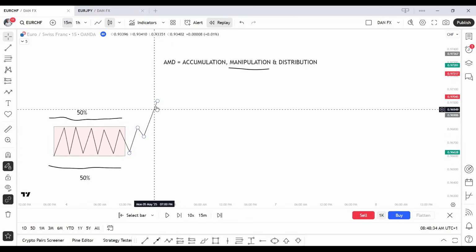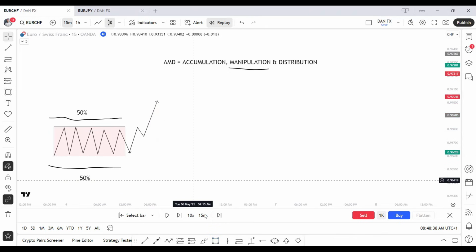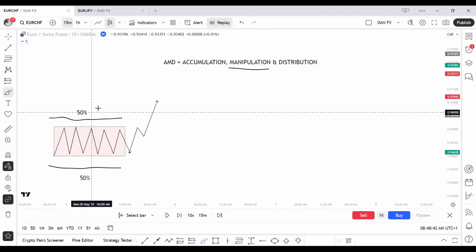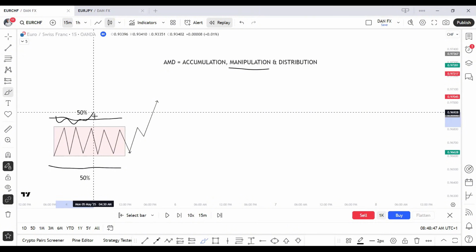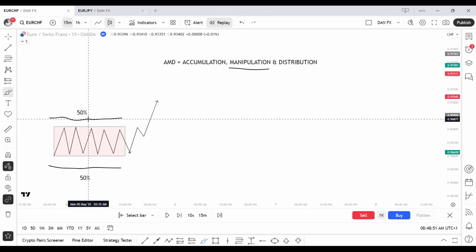So what this does, it does two things. This one move does two things. It kills two birds with one stone, basically. So what it does is the breakout hits the stop losses of the people that were selling initially. So basically, because it has hit the stop loss of people selling, they're taking out the sellers.